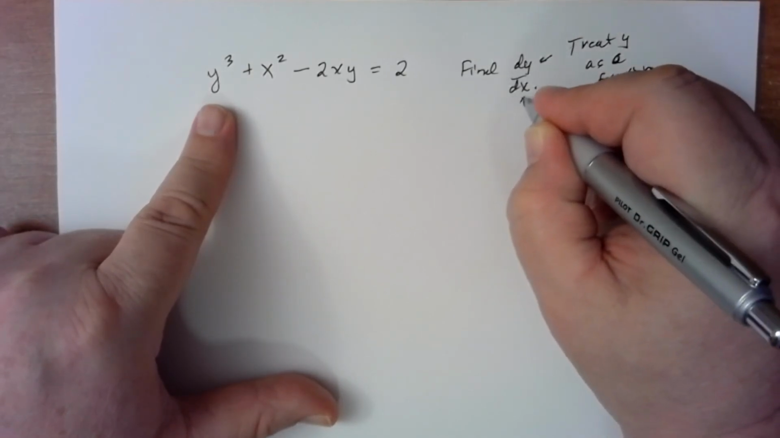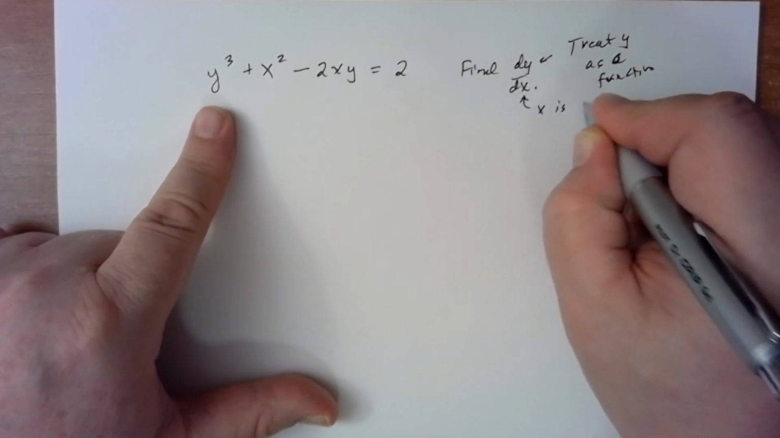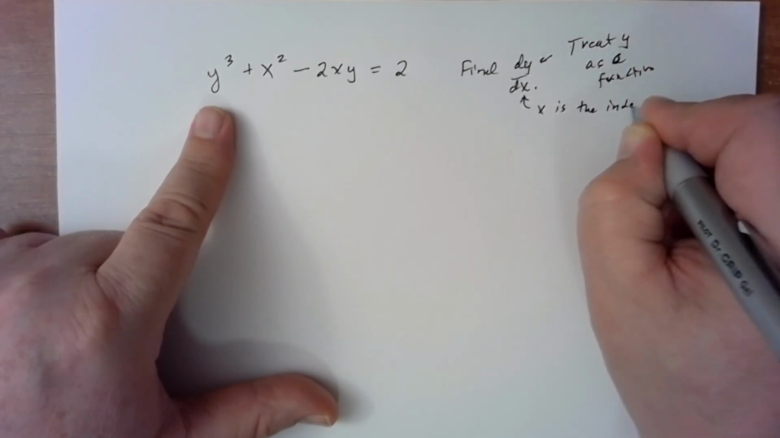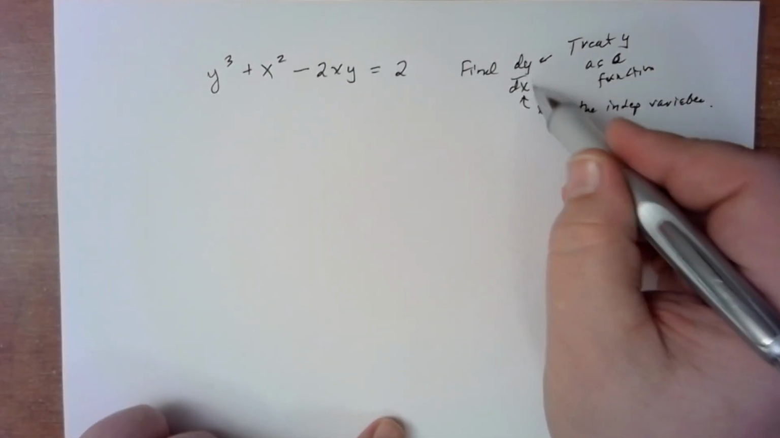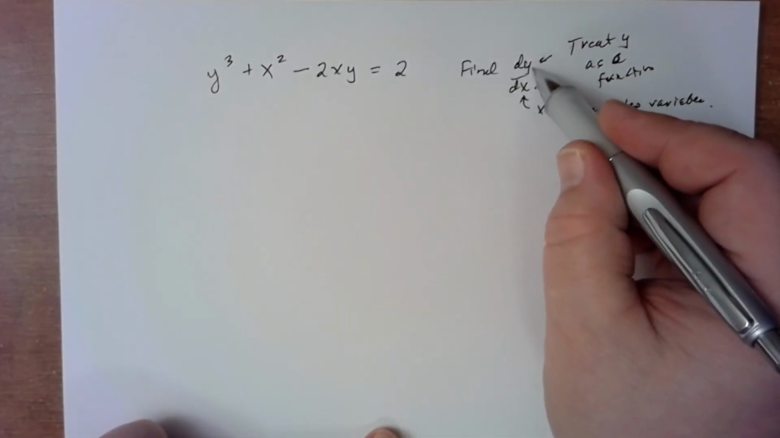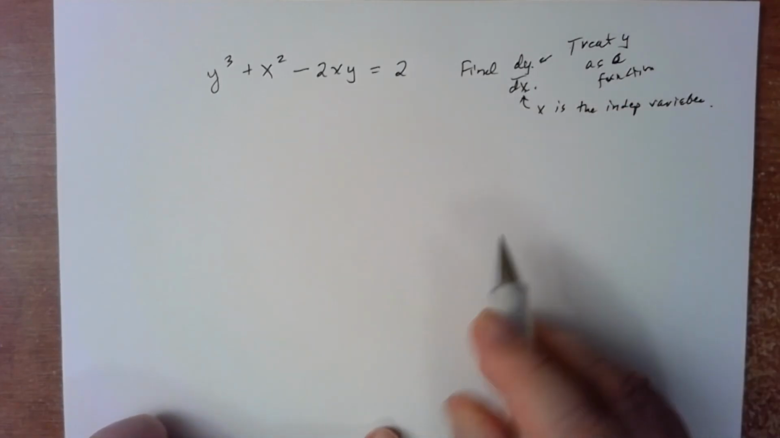And so this is telling me that x is the independent variable. So it's really important to pay attention to this notation right here, because it's telling you this is your function and this is your variable.